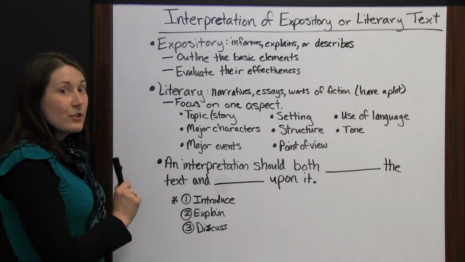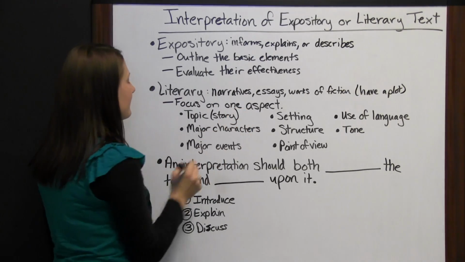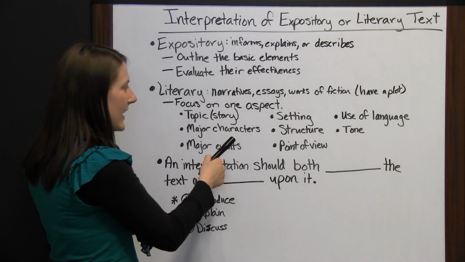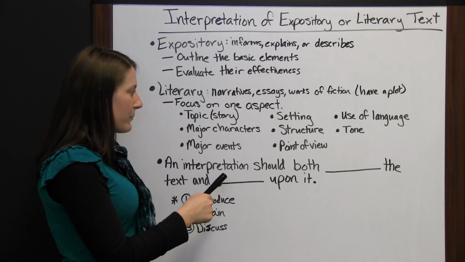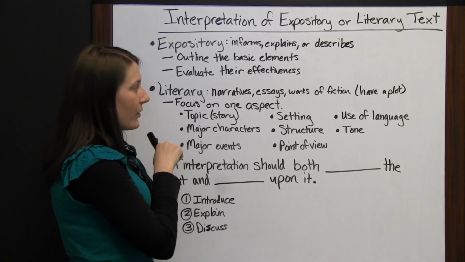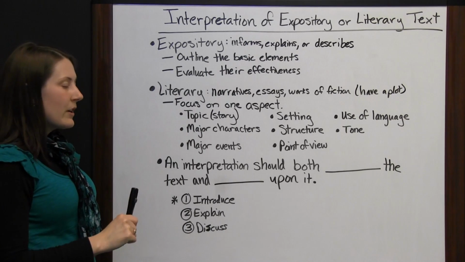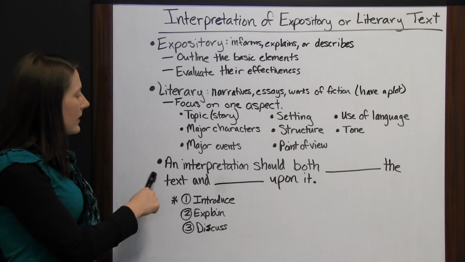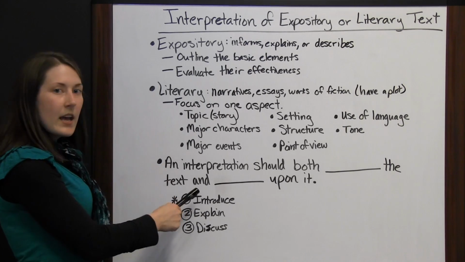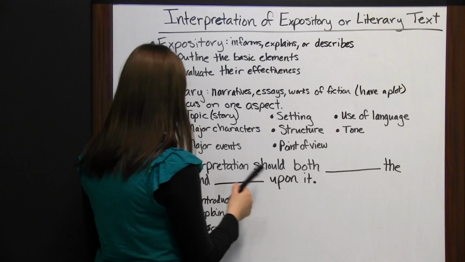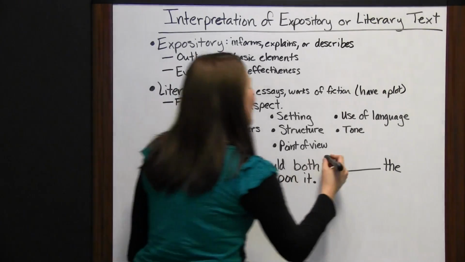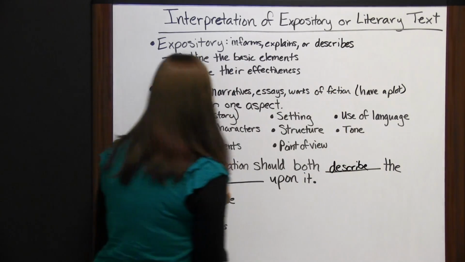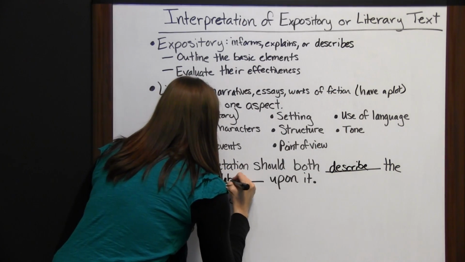So, some aspects you could choose from are the topic of the story, major characters in the story, major events, the setting, structure, point of view, use of language, or tone. Any of these would work. Pick one, focus on that one, and what you're going to do is explained here. An interpretation should both describe the text and elaborate upon it.